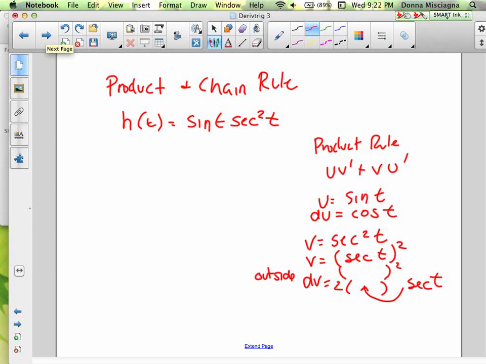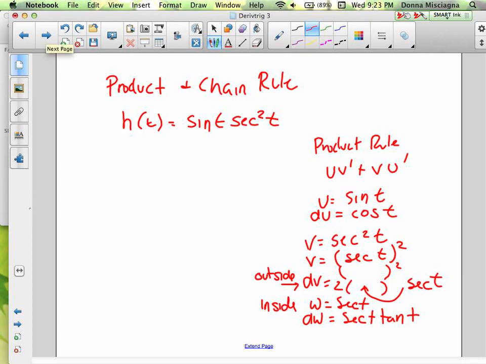Now we need the inside, right? Let's just call that w. W equals, right? And that was the secant t. The derivative of secant t is going to be secant t tangent t. And that's a lot of t's.